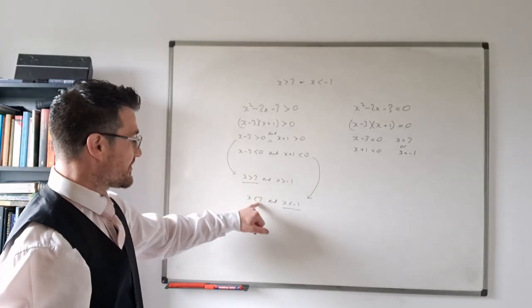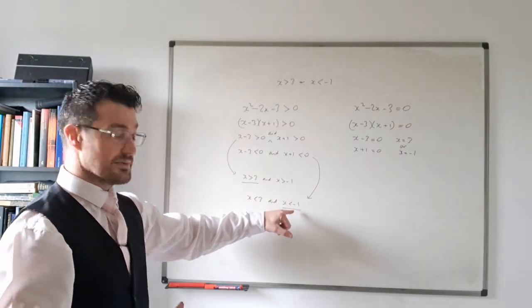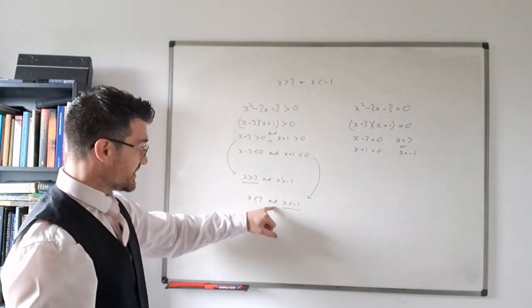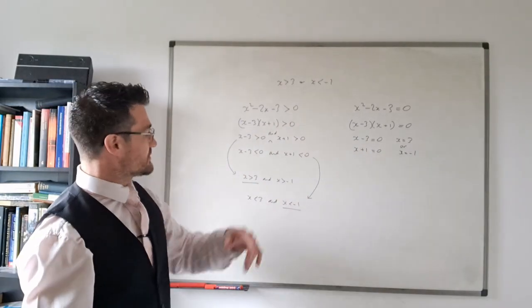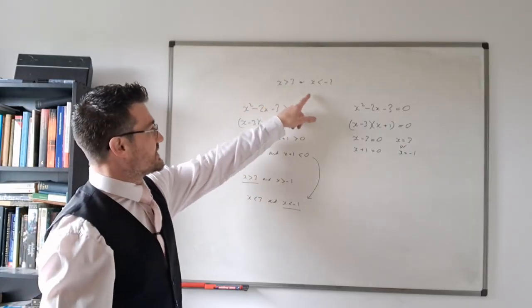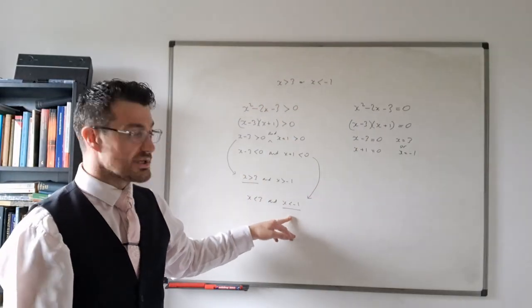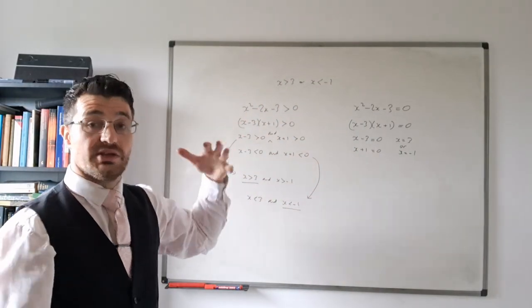Right? If it's got to be less than 3 and less than minus 1, it's got to be less than minus 1, because it's got to satisfy both of these inequalities. That's what we get. X is greater than 3, x is less than minus 1. So if you want to take an algebraic approach to this, you can do.